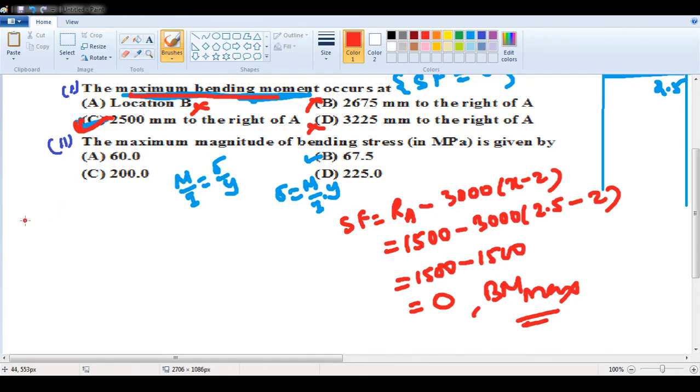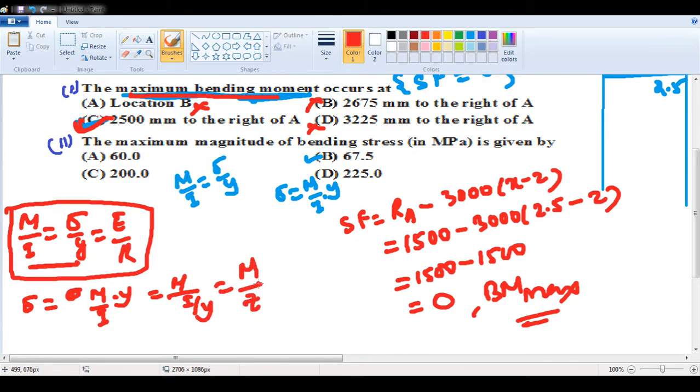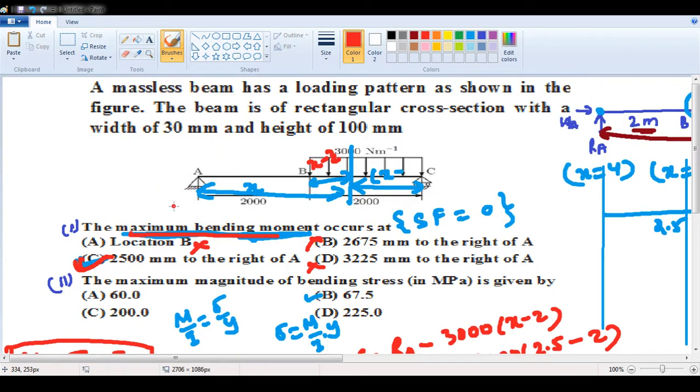Similarly, bit 2, how can you do? We can do it by the bending moment equation, that is M by I is equal to sigma by y is equal to E by R. Now from the bending moment equation I am using only these 2. So from here I can write sigma as M by I into y, that is nothing but I by y, so this is M by Z. So put the value as it is. Bending moment you will be knowing. Bending moment is 1500 into x.